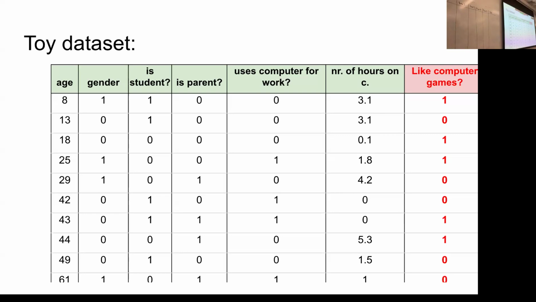Oh, yes, there's the curve. Never mind. We curved to an A. No, no, I'm very strict. 80% is a B.